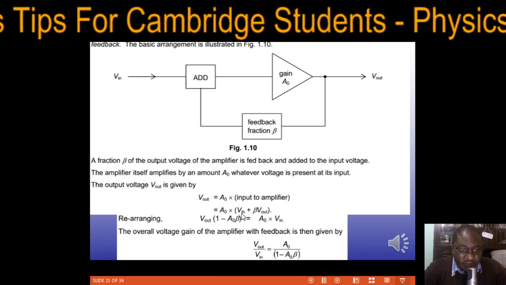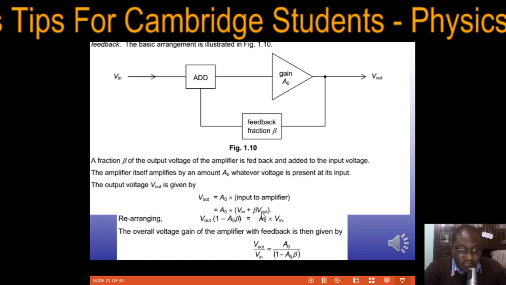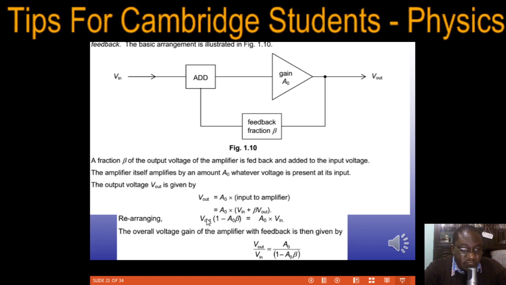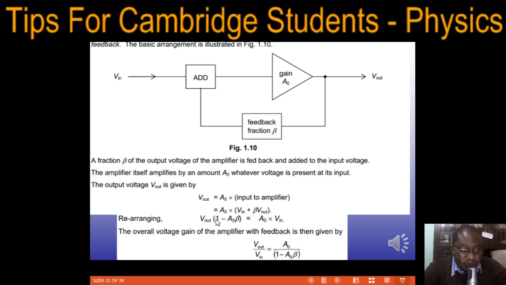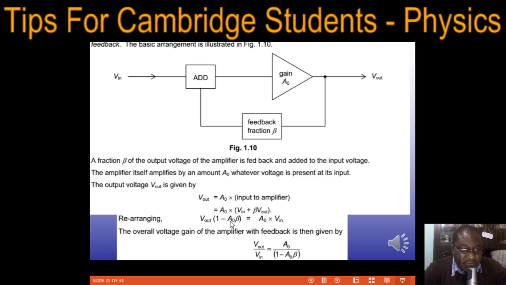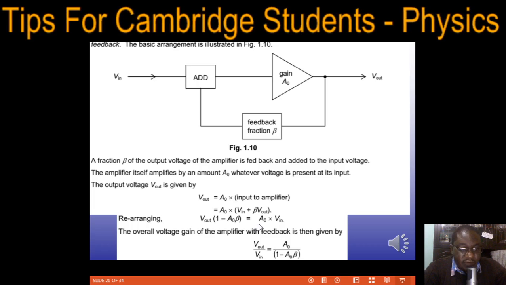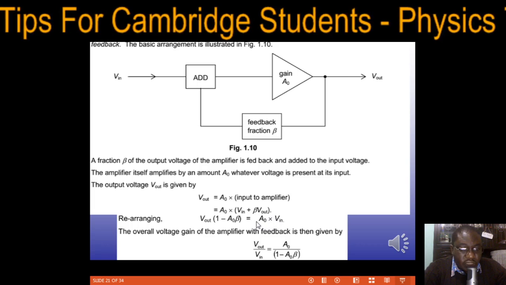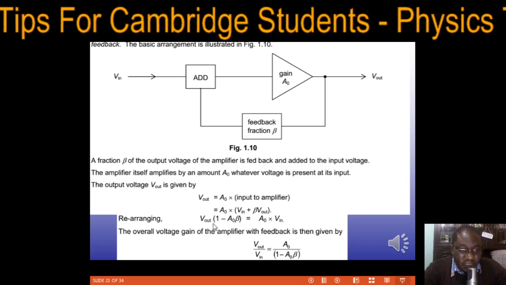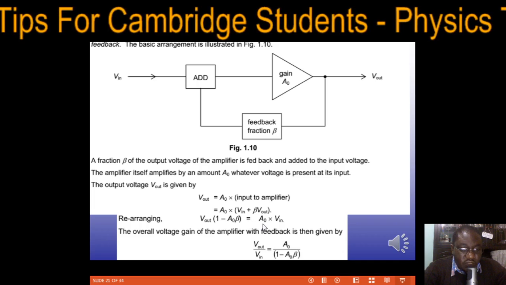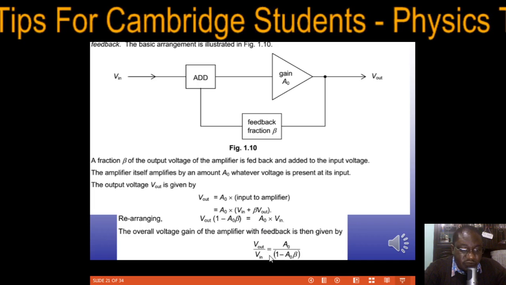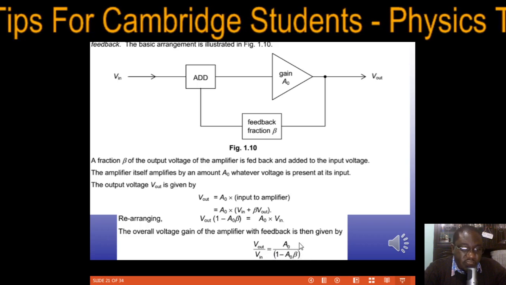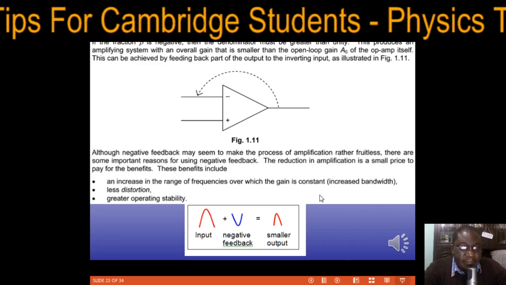So we're going to get V in plus that beta V out, where beta is the fraction that we're talking about. So V out, brackets 1 minus beta, should equal the open loop gain times V in. That's just rearranging. Then V out over V in is the expression for the gain. So it's going to give you A naught over 1 minus A naught beta. So that will be the expression for the new gain.